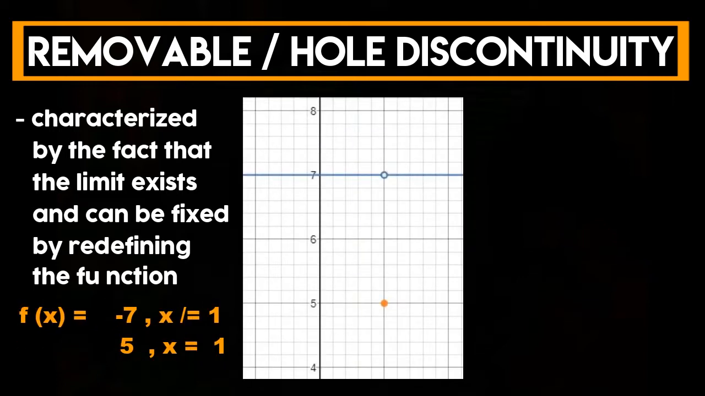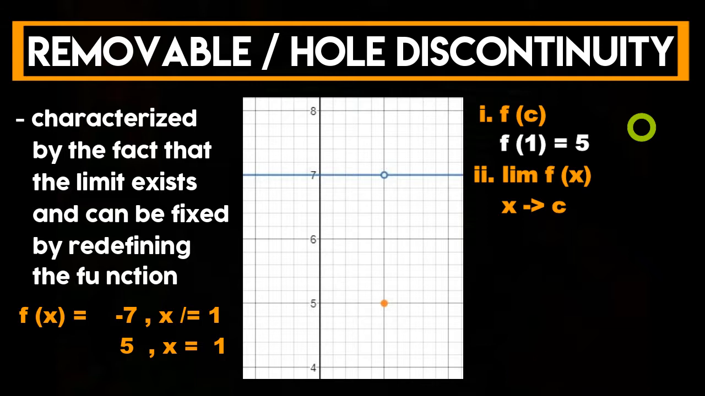Let's have an example. First, we have to find the value of f of c and if it exists. To do this, we simply need to substitute 1 to the corresponding function, which is f of x is equal to 5. So the result is 5, meaning that f of c exists. To find the value of the limit of f of x as x approaches c, which is negative 7. We can say here, the limit of f of x as x approaches 1 is equal to negative 7. But f of 1 in the way that it had been graphed is equal to 5.